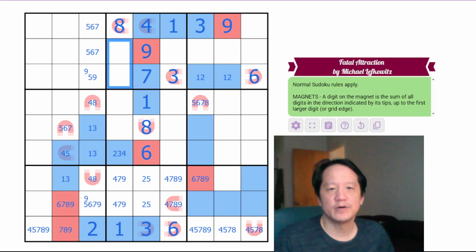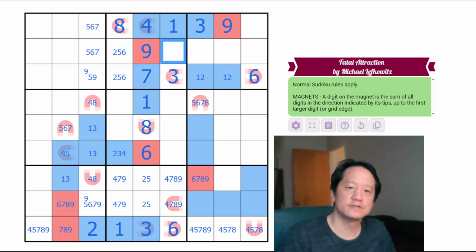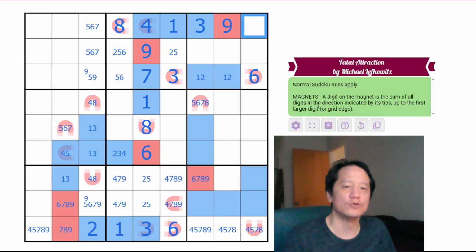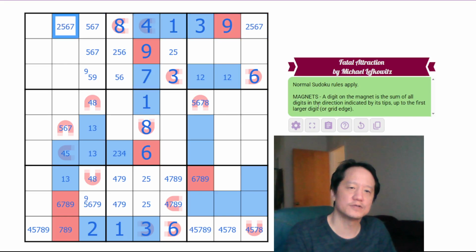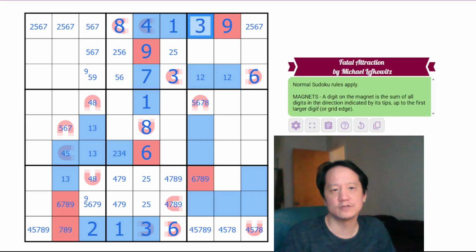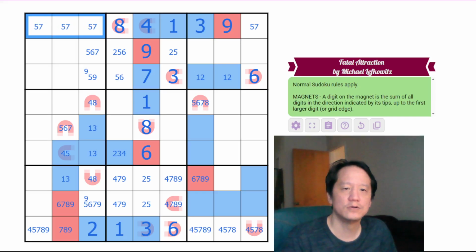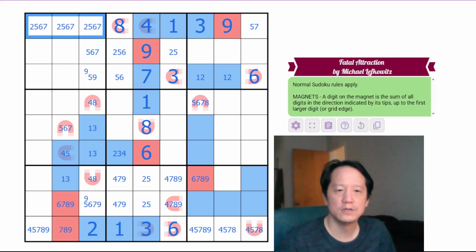Remaining digits of box 2: we have 2, 5, 6. And this can't be 6 because of 6 in the column. No 2 here because of 2 in the row. Remaining digits of row: 1, 2, 5, 6, 7. Obviously, 2 cannot be here, and 6 can't be here. Therefore, we have 2 and 6 guaranteed here. Obviously, this can't be 2.